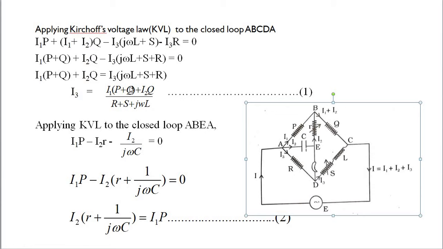So this is the equation. When this term is taken to this side, you will get I1 into P plus Q plus I2Q is equal to I3 into j omega L plus S plus R. So from this equation, I3 is equal to I1 into P plus Q plus I2 into Q divided by R plus S plus j omega L. Now we apply the Kirchhoff voltage law to a closed loop, A, B, E, A. So this is the circuit.